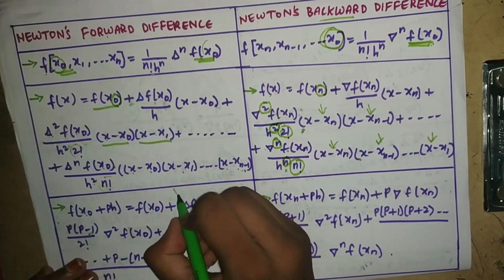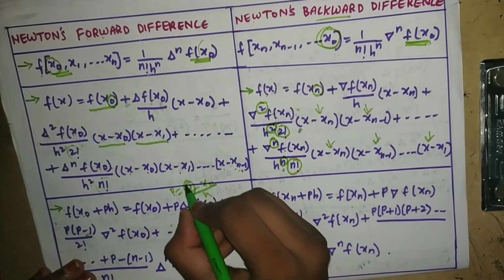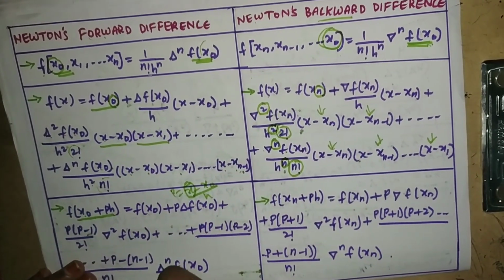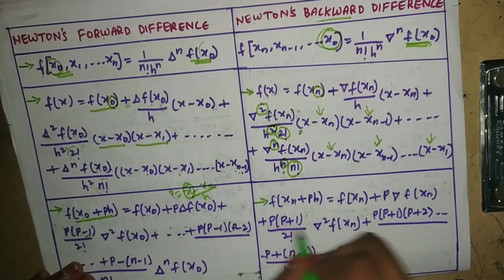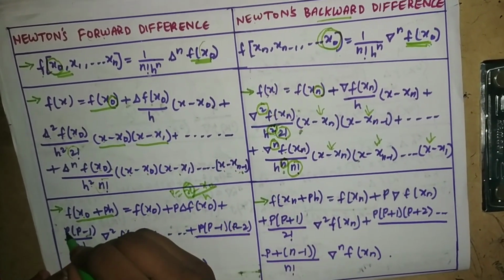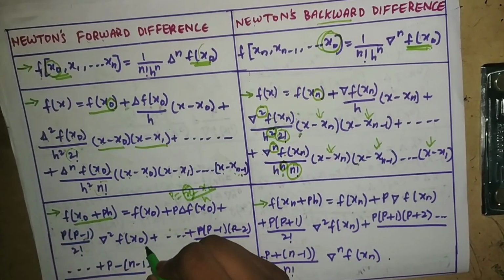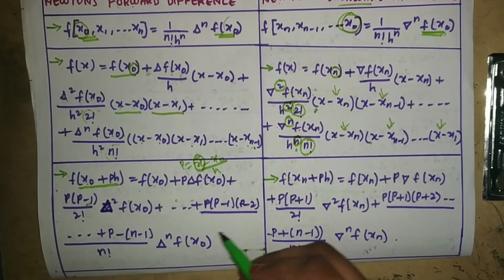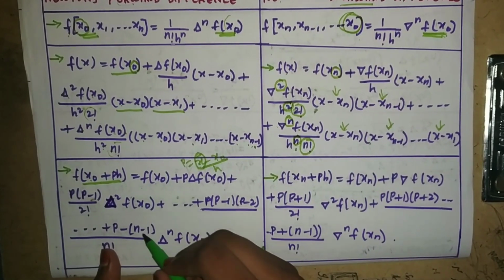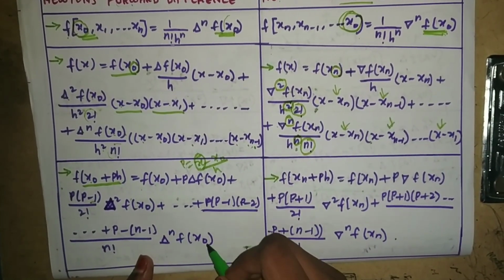What is the value of p? p is equal to (x minus x0) by h. From here, if you take the value of x, then it will become x0 plus ph. So this is the basic formula: f of x0 plus p into delta f of x0 plus p into (p minus 1) by 2 factorial delta square f of x0 plus so on, p into (p minus 1) into (p minus 2), so on up till (p minus n plus 1), divided by n factorial, delta power n f of x0.